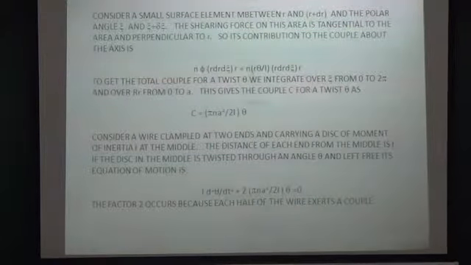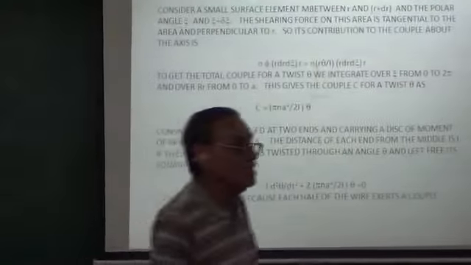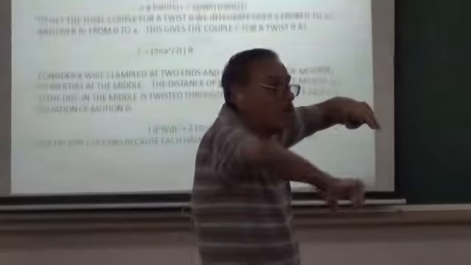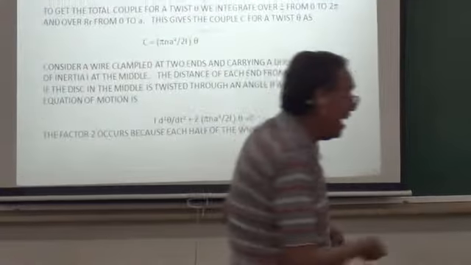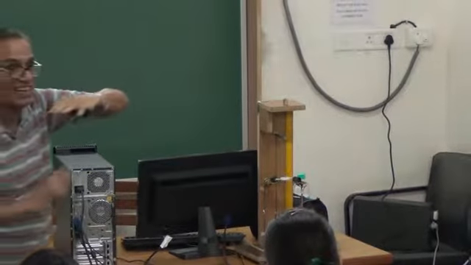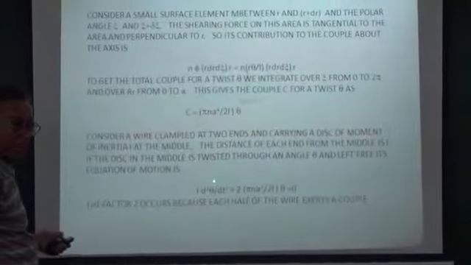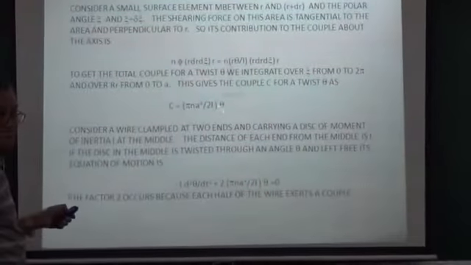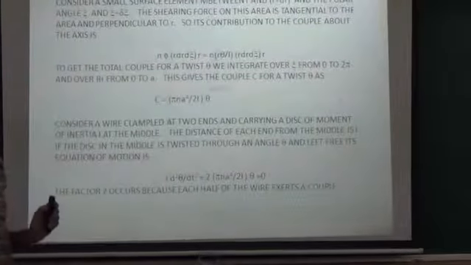Now I twist the wire and let it go. Then it will execute oscillations. I have a disc at the end of the wire. So this disc has a moment of inertia, and this disc will execute torsional oscillations. So the equation is I d square theta by dt square plus C theta must be 0.